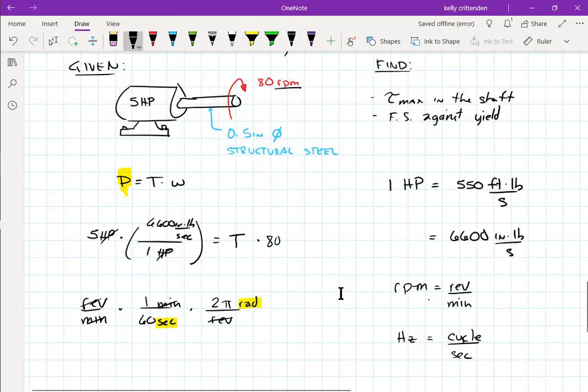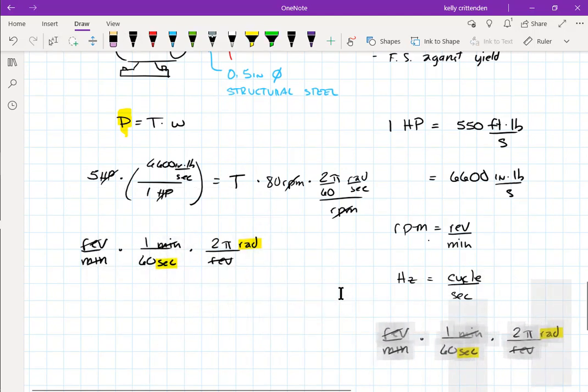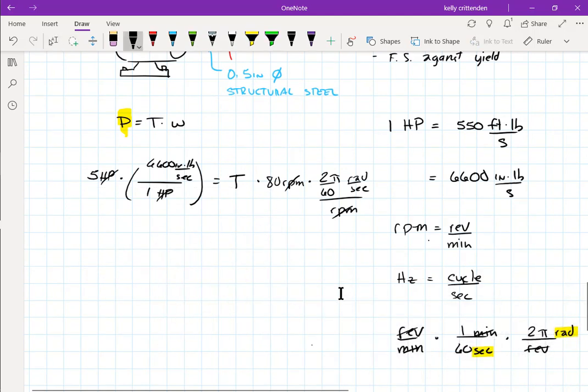So I had 80 RPM times 2 pi over 60, and I'll have radians per second, all of that to get to a value for torque. So if I use this equation, I've got 5 times 6,600, so on the left-hand side I have 33,000 inch-pounds per second equals torque times 80 times 2 times pi divided by 60.